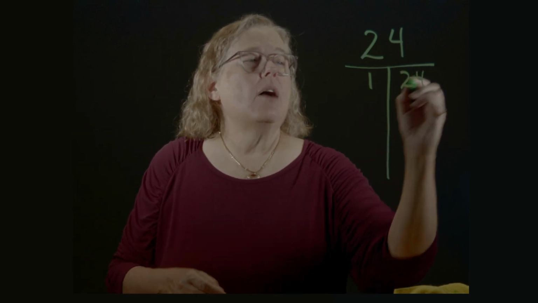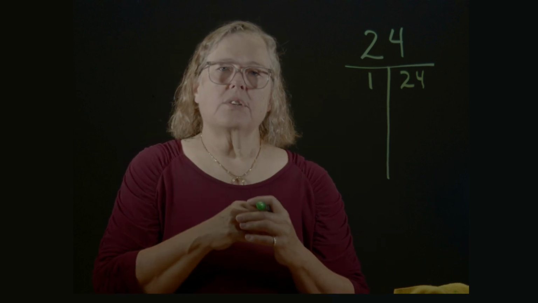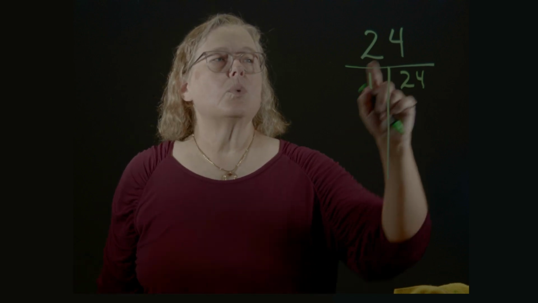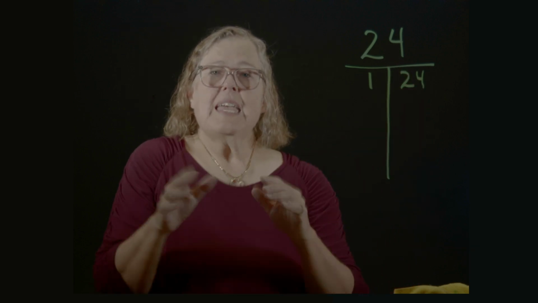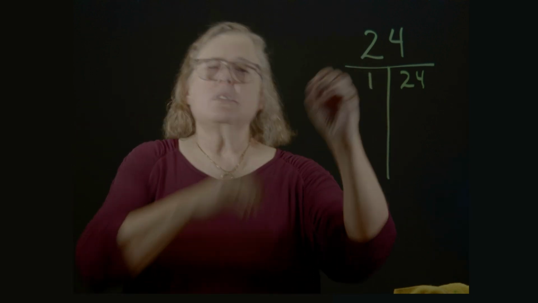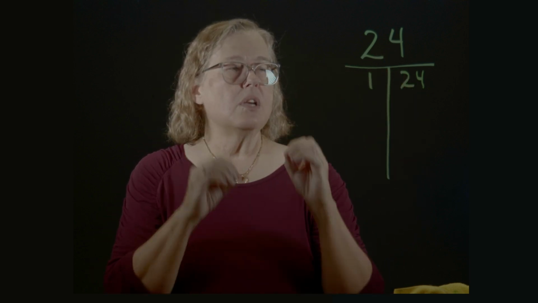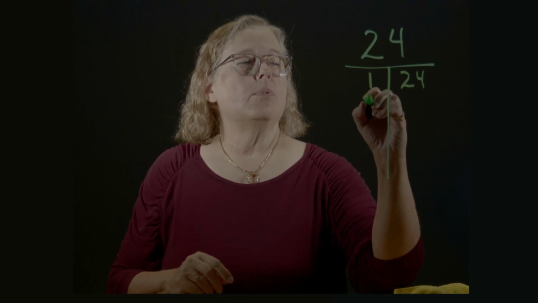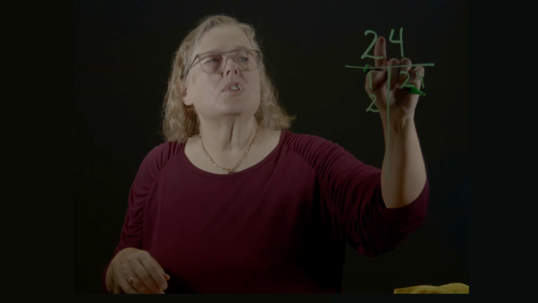Now I'm going to work my way down and go through each number to see if it works. The next number is 2. Is 2 a factor of 24? Yes, it is. How do you know? Because 24 is an even number. As a reminder, our even numbers are 2, 4, 6, 8, 0. Any number that ends in 2, 4, 6, 8, or 0 is even, and it's always divisible by 2. So we put a 2, and now we ask, 2 times what is 24? In other words, what is 24 divided by 2?